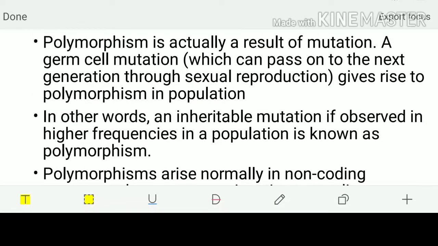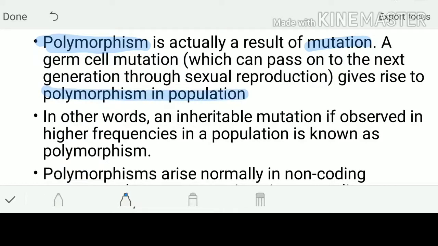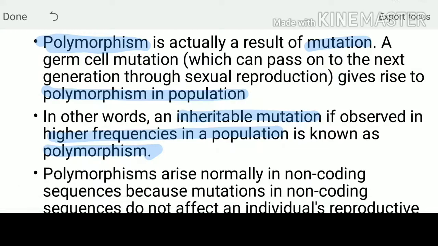Now let's come to a word called polymorphism. It is basically the result of a germ cell mutation which passes into the next generation, and the next, and the next, giving rise to polymorphism in the population. Basically, polymorphism is many forms in the same species. An inheritable mutation which is observed at a higher frequency in a population is called polymorphism.